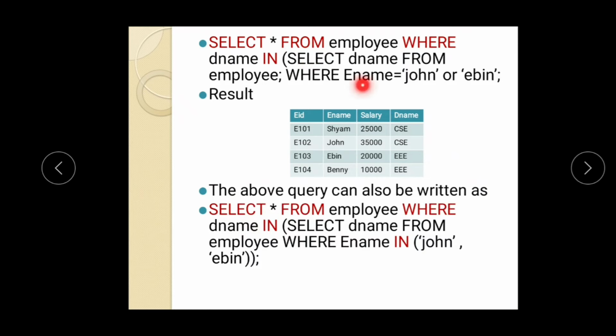The only difference is that instead of the equal to operator, we can write IN. So this is also correct. That is, select star from employee where D name in the inner query, select D name from employee where E name in John, comma Ebin. So this is also correct. This is called a subquery. Clear? So, multiple row subquery and single row subquery.